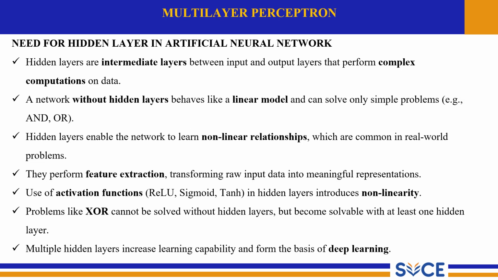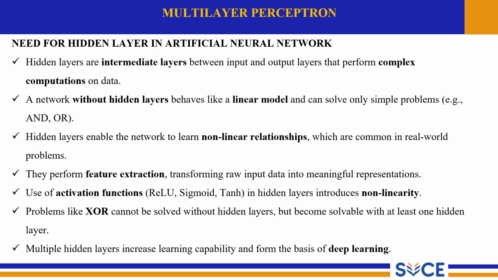So what is the need for a hidden layer in an artificial neural network? Hidden layers are the intermediate layers between the input and output layers. Their role is to perform complex computations on the input data that simple linear models cannot handle. If a network has no hidden layers, it behaves like a linear model, meaning it can only solve very simple problems such as the logical AND or OR functions.